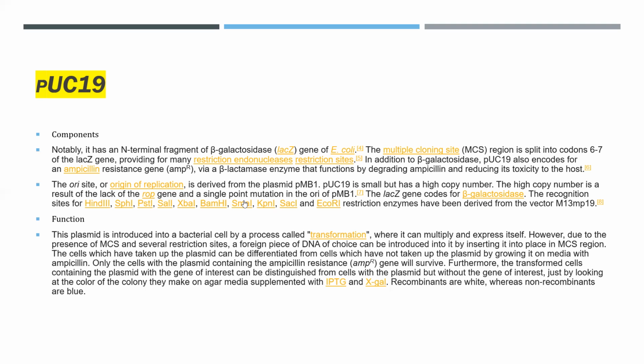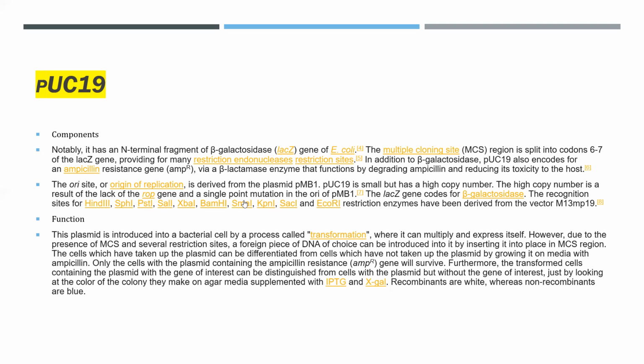However, due to the presence of MCS, multiple cloning sites, and several restriction sites, restriction sites meaning HindIII, SphI, PstI, BamHI, a foreign piece of DNA of choice can be introduced by inserting it into place in the MCS region.